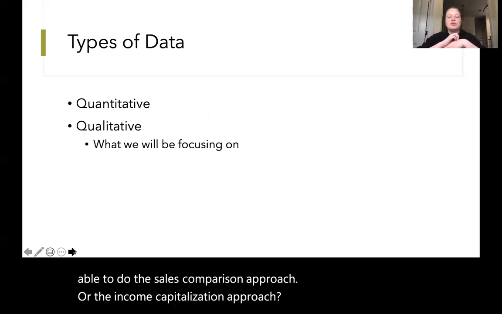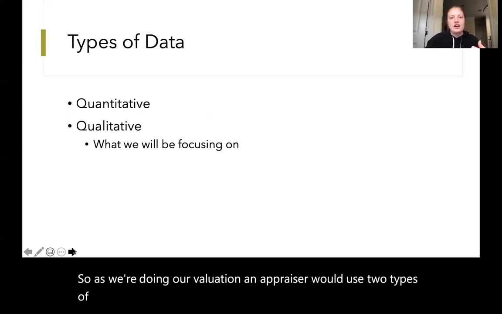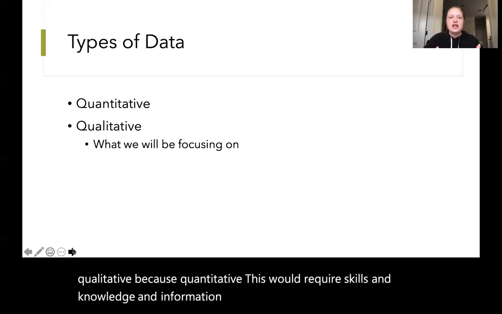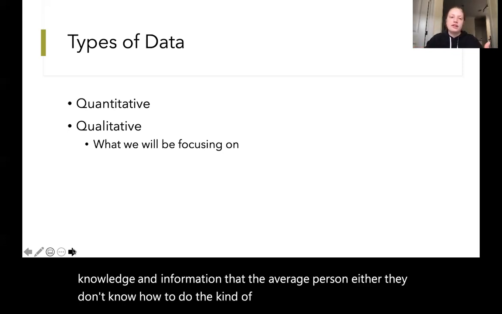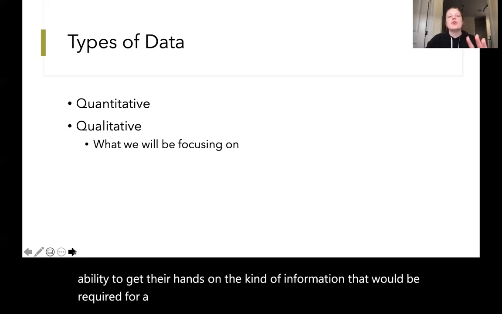So, as we're doing our valuation, an appraiser would use two types of data, quantitative and qualitative. We're just going to use qualitative, because quantitative would require skills, knowledge and information that the average person either doesn't know how to do the kind of math, or doesn't have the ability to get their hands on the kind of information that would be required for a quantitative analysis. So we're going to focus on qualitative.